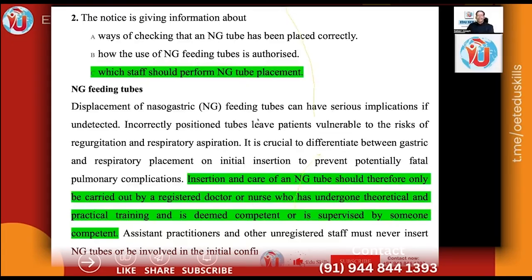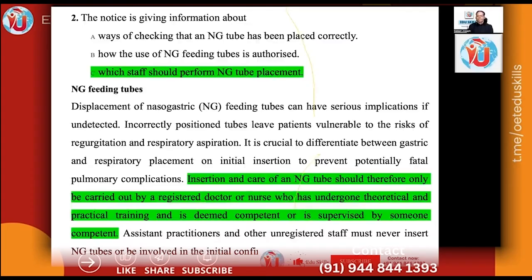Now I will not be going into detail or reading these things. This will be given to you as an assignment. I'll show you one more strategy over here. Maybe this one, just this one you can read. The notice is giving information about ways of checking that an NG tube has been placed correctly, how the use of NG feeding tube is authorized, which staff should perform NG tube placement, NG tube feeding, NG feeding tubes.